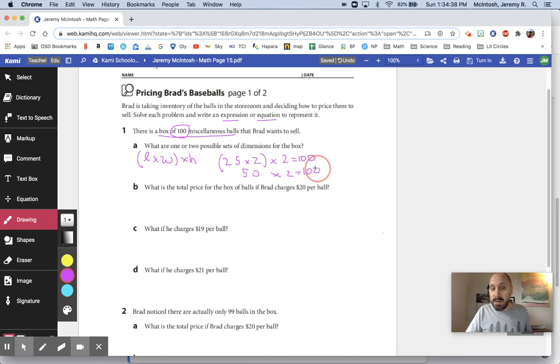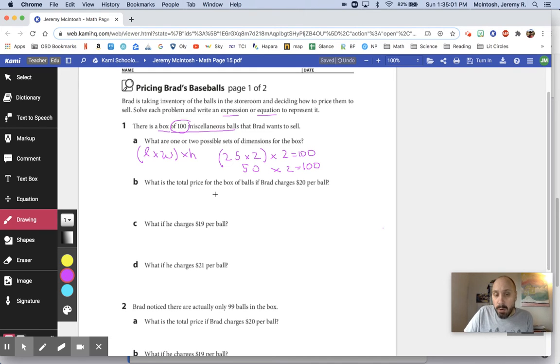So can you think of another set of three numbers that, when we multiply them together, will give me 100? And please don't use 25, 2, and 2. Like you could do 2 times 2, which is 4, times 50. But I want you to see if you can think of another set of numbers that equal 100. So then we have, what is the total price for the box of balls if Brad charges $20 per ball?